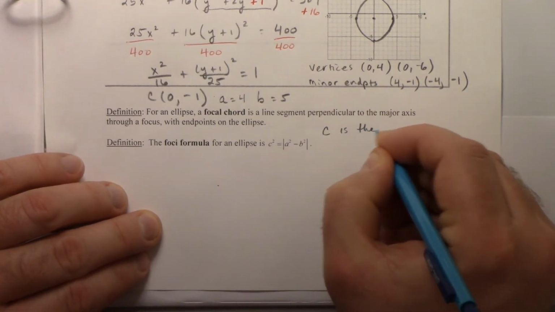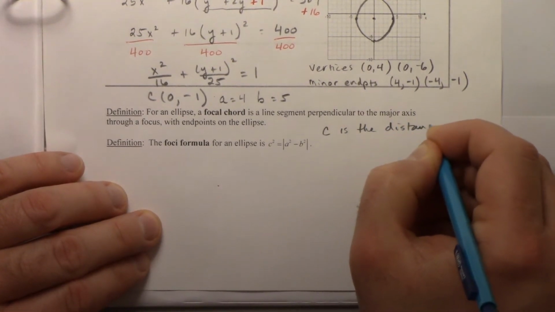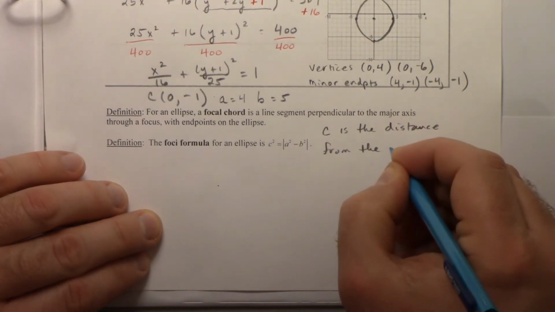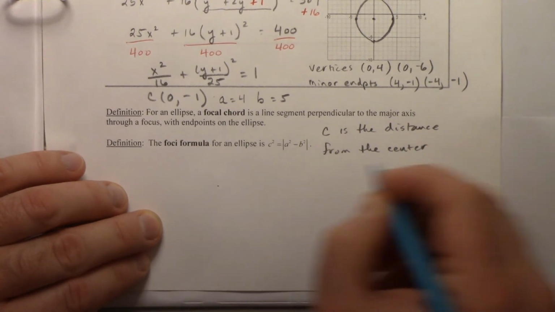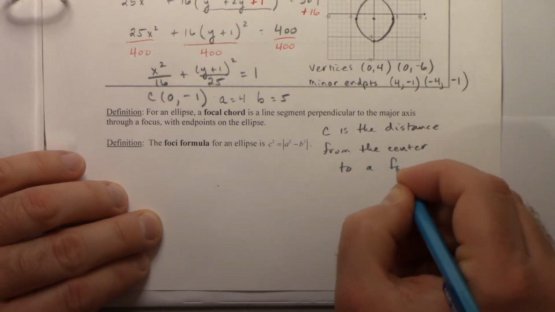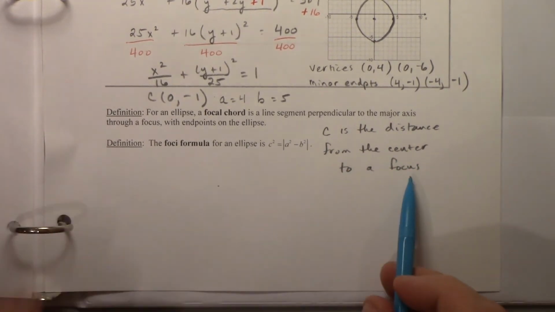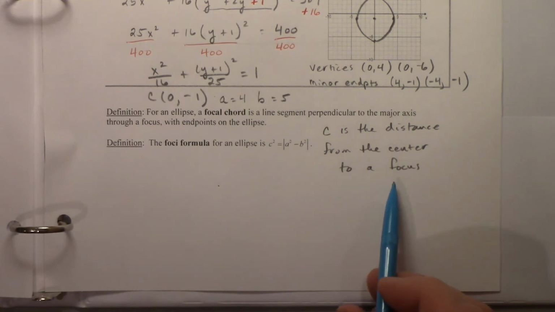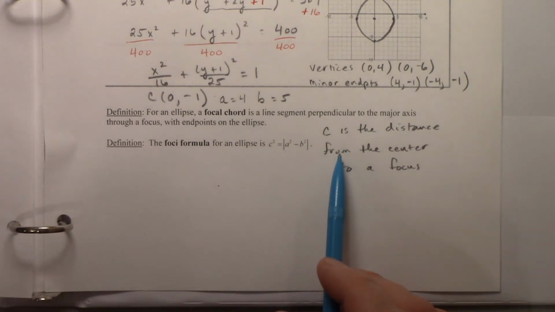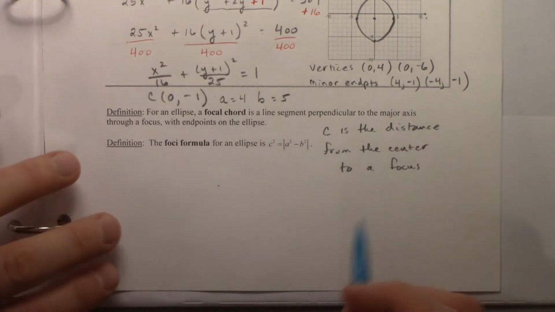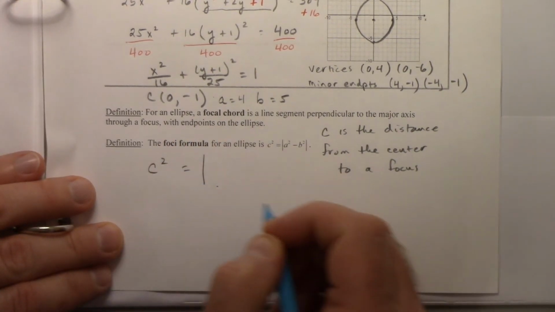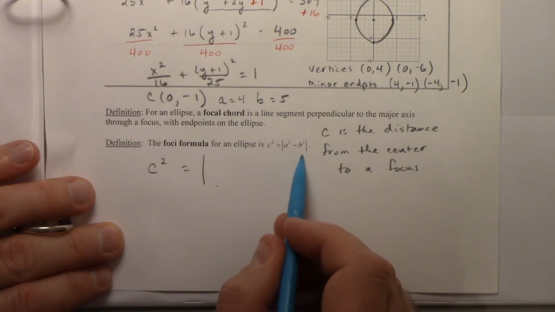c is the distance from the center to a focus. And of course, it's the same distance to each focus. It doesn't matter which direction you go. They're always on the major axis, and they're always c units from the center. So in this case, let's go ahead and plug in what we know. c squared equals the absolute value of a squared minus b squared.